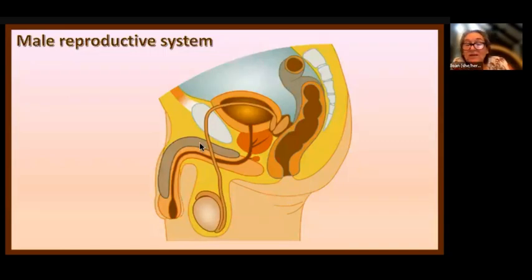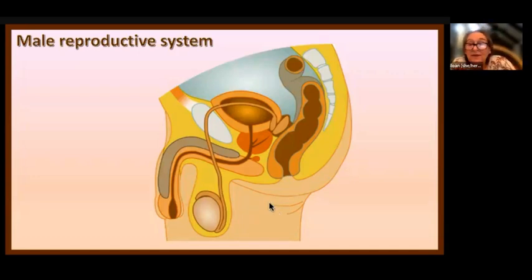Okay, so there are 3 chambers that make up the penis. What happens when a man is not excited is that his penis normally hangs flaccid, is what we call it. It's kind of soft and limp, but that's called flaccid.